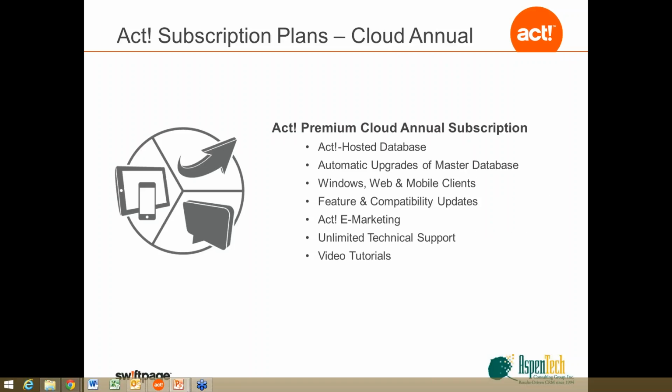Another option is the ACT Premium Cloud annual subscription. This is identical to the annual subscription that we mentioned a couple of slides ago, except ACT actually hosts your main database. This means your database is stored in a secure data center. It's automatically backed up and maintained according to best practices. It allows you really to free yourself from the need to have a server in-house or worry about things like VPN connections for sync or port forwarding for web and mobile access, things like that. And so this is a good option if you don't have a server or are looking to get away from having a server in-house.